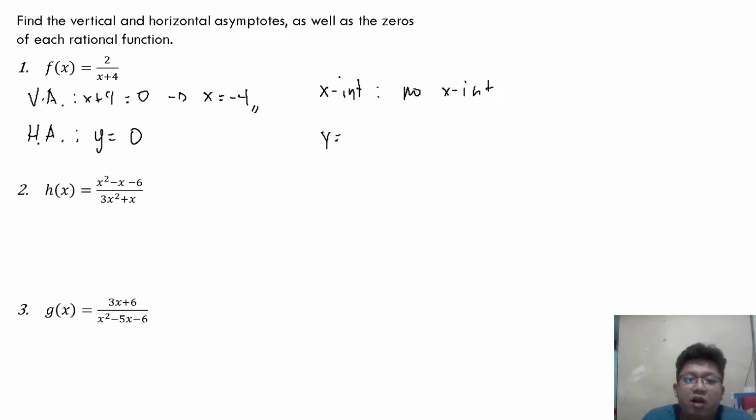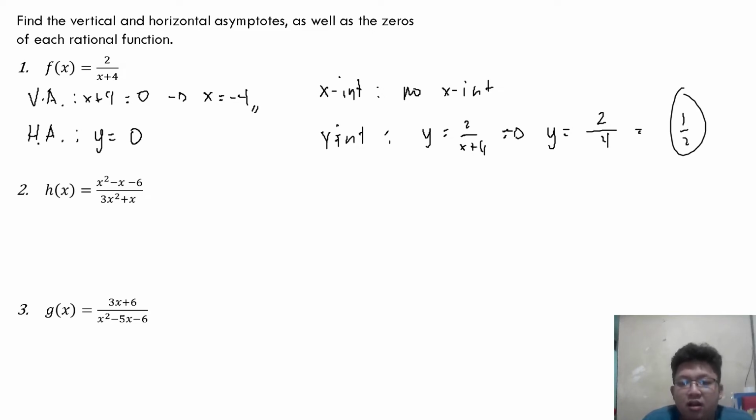Now, how about for the y-intercept? So, we have y here. f of x is y equals 2 over x plus 4, right? So, for the y-intercept, we just need to make our x variable 0. So, what will happen is, this will be y equals 2 over 4. And this is also equivalent to 1 half. Therefore, we have a y-intercept of 1 half.